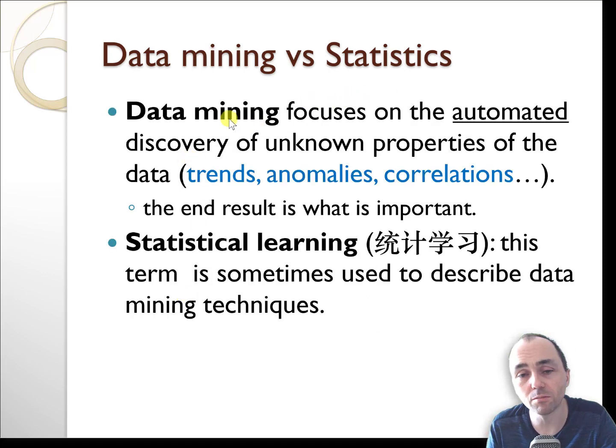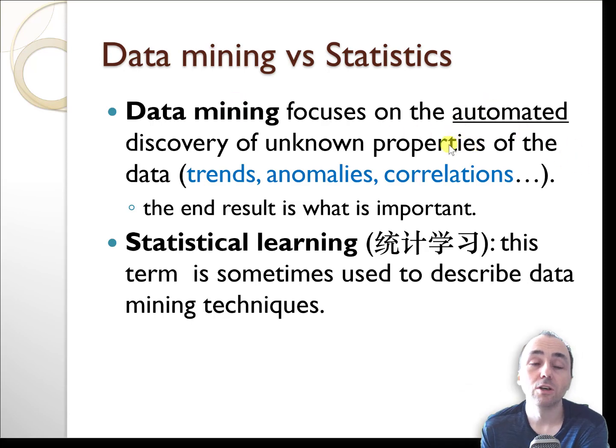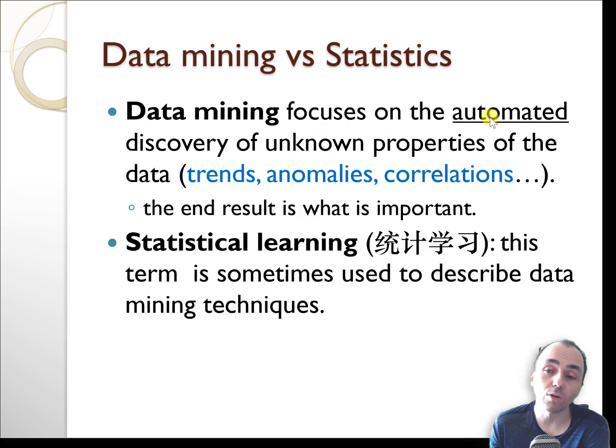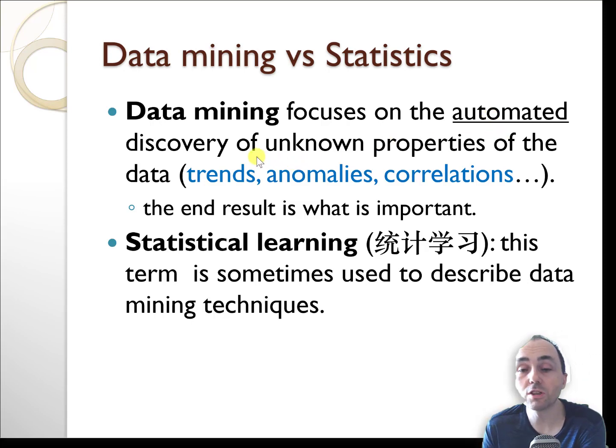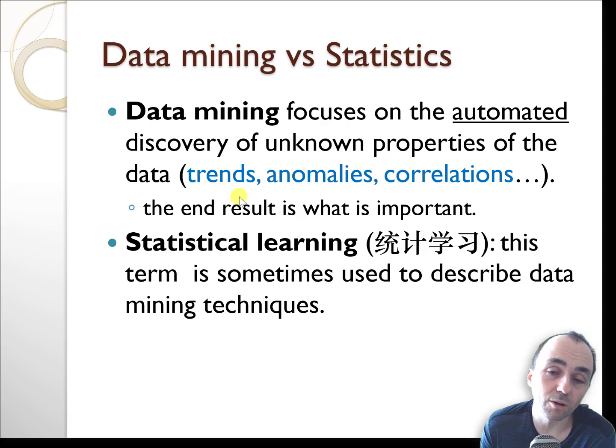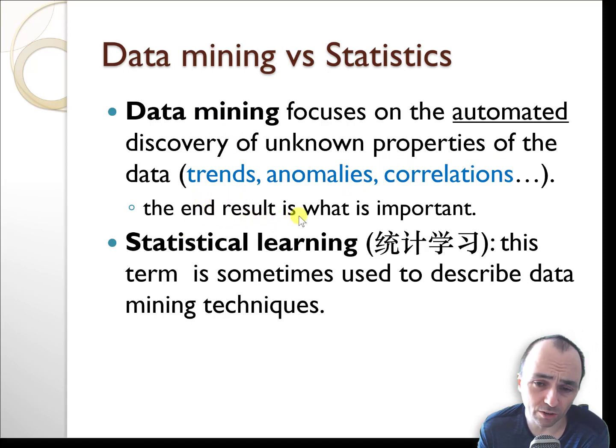In data mining, it is actually similar. It is overlapping. You can think of data mining as something maybe more automated. You use some software that is sometimes completely automated or a little bit automated to discover maybe some unknown property in your data, like the trend, the anomalies, correlation, and so on. And often in data mining, it is the end result that is the most important. Many people in data mining don't really care about the statistical significance.